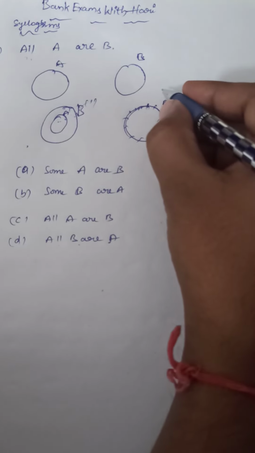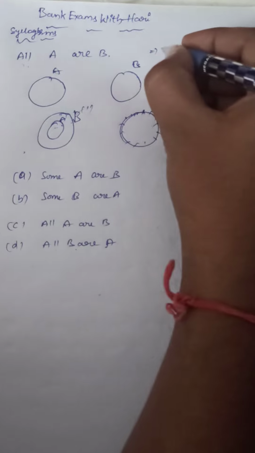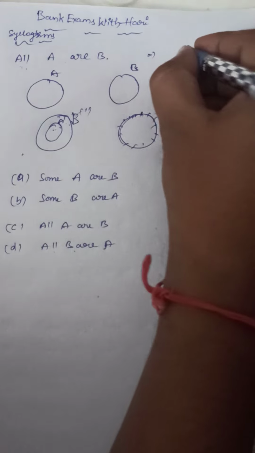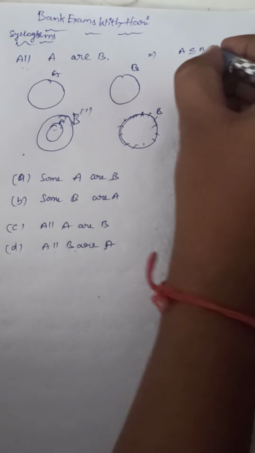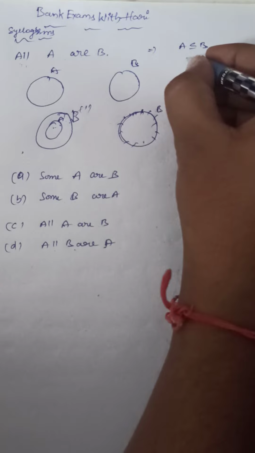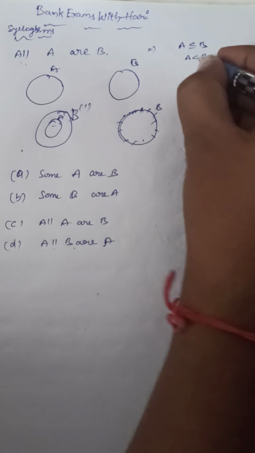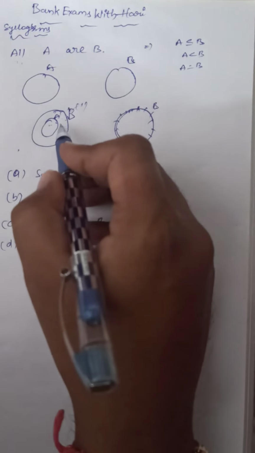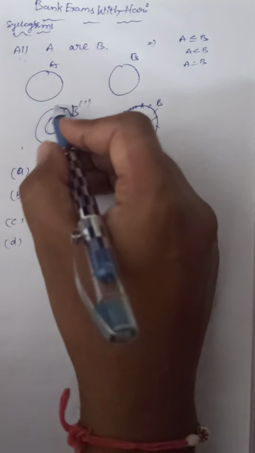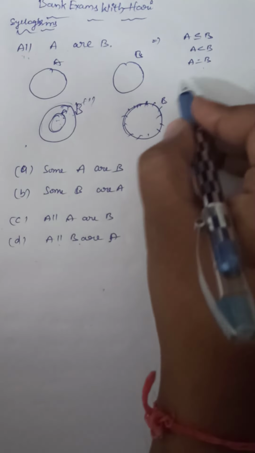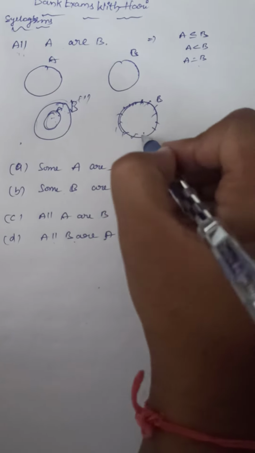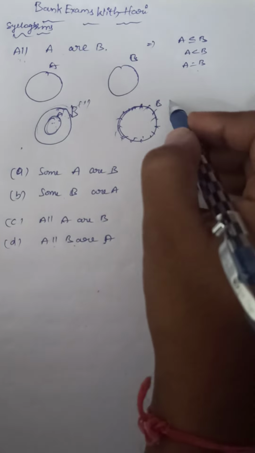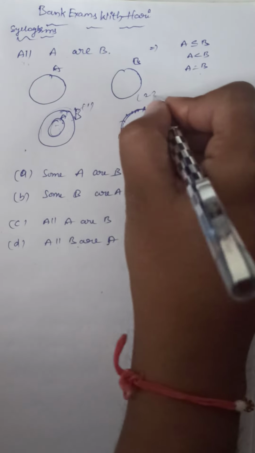Let's understand this in another way. We can correlate this statement as A less than or equal to B. So there are two possibilities: A can be less than B, or A can be equal to B. A less than B means A is smaller, B is larger. And A equal to B means both are the same, both stay on the same circle. So these are the two possibilities for this statement.